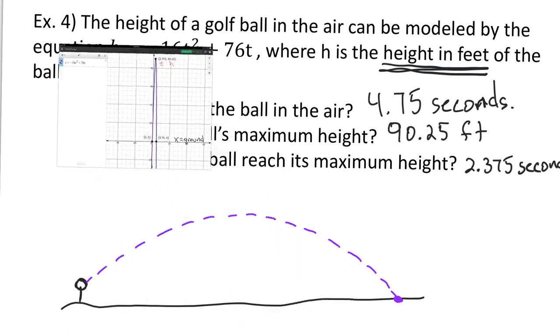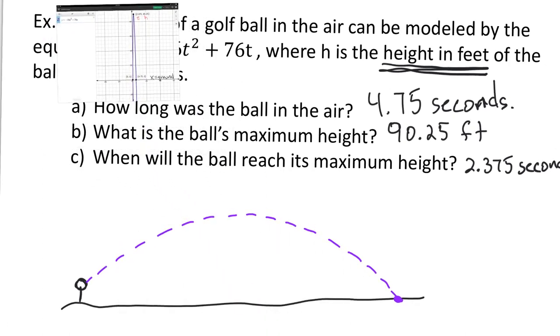Let's go ahead and look at the drawing again so you guys can make more sense of the problem, because with the parabola using decimals it's a little bit weird. So here's the ball, golf ball. It hit right here, and right there is the maximum height. So that's where you guys have the points at 2.375 and 90.25 feet. So that's your point.